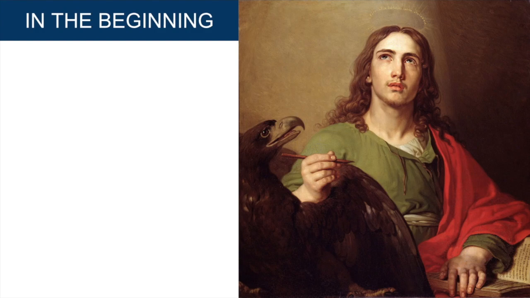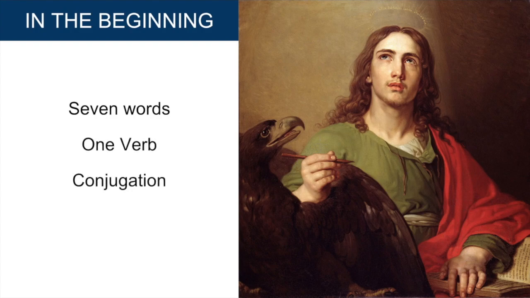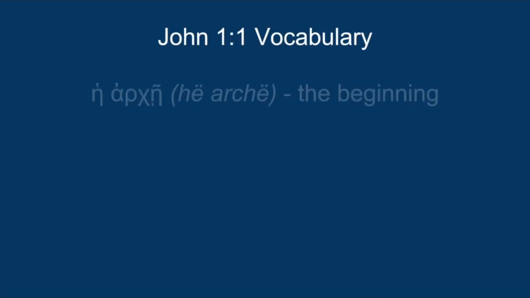But for right now, we have 7 words, 7 distinct vocabulary words. Only one of them is a verb, and we'll see how this verb changes in context, how we conjugate it. In Greek, unlike in English, nouns also change in context. We don't conjugate nouns though, we decline them. Here are our 7 vocabulary words.